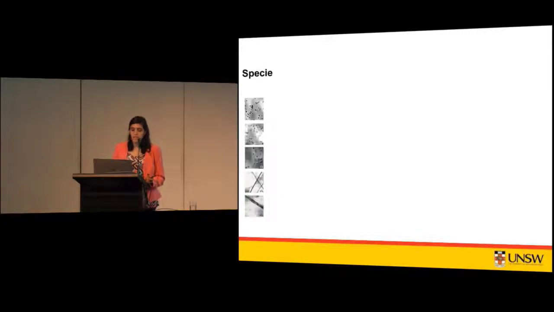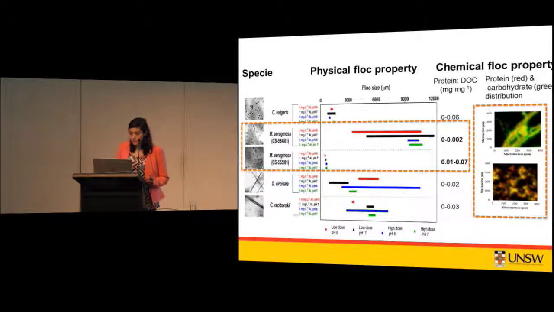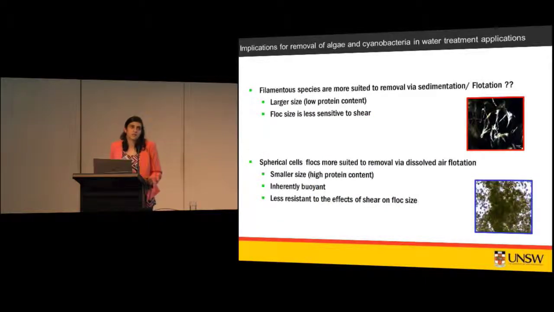So when I did this with the species and the physical properties, I did the mapping, and here is what I got with the FTIR. Here the red is proteins, and the proteins didn't like to be with the carbohydrates. And here, for Microcystis 564, the slightly orange is proteins and carbohydrates. So the take-home message was that flock size was driven by AOM, and flock strength, how the flock behaves, was driven by cell morphology.